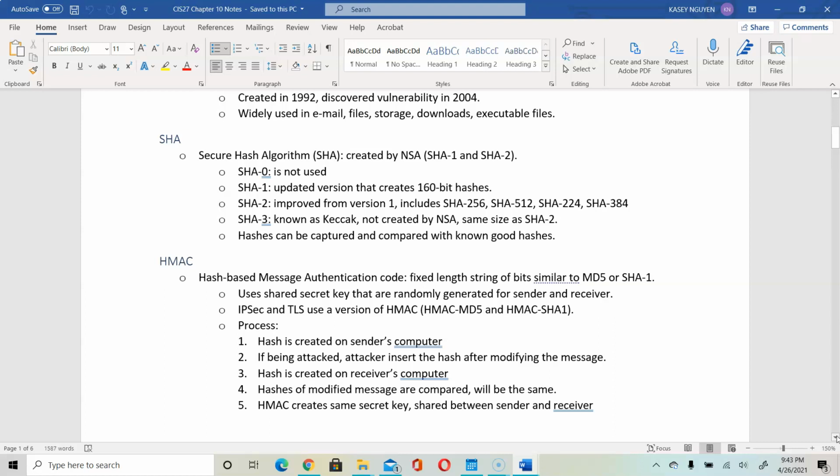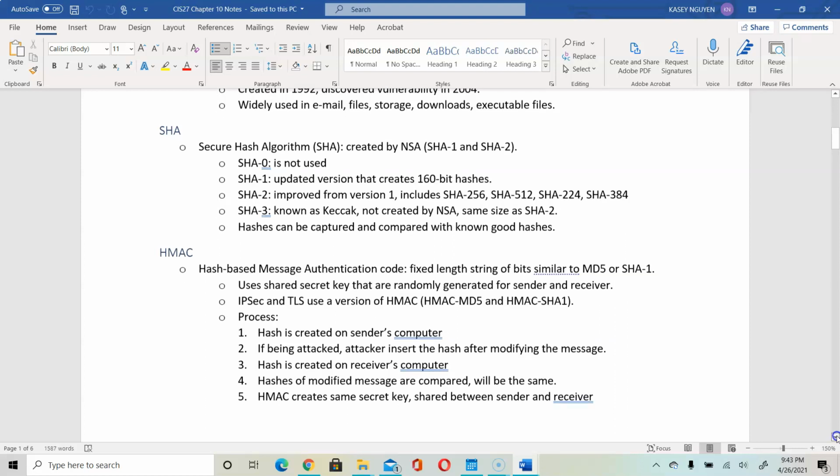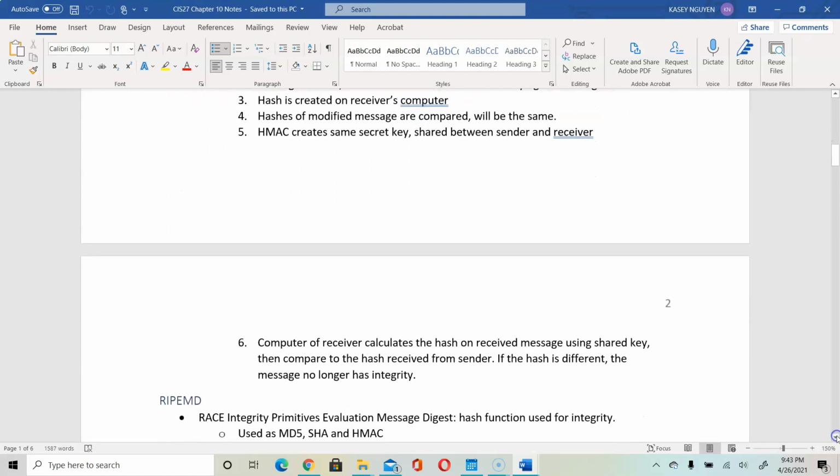So HMAC would create the same secret key, which is shared between the sender and the receiver. In the next step, the computer of the receiver would calculate the hash on the received message using the shared key. When it's compared with the hash received from the sender, if the hash is different, the message no longer has integrity. So that would be the entire process in the case that the hash is jeopardized.